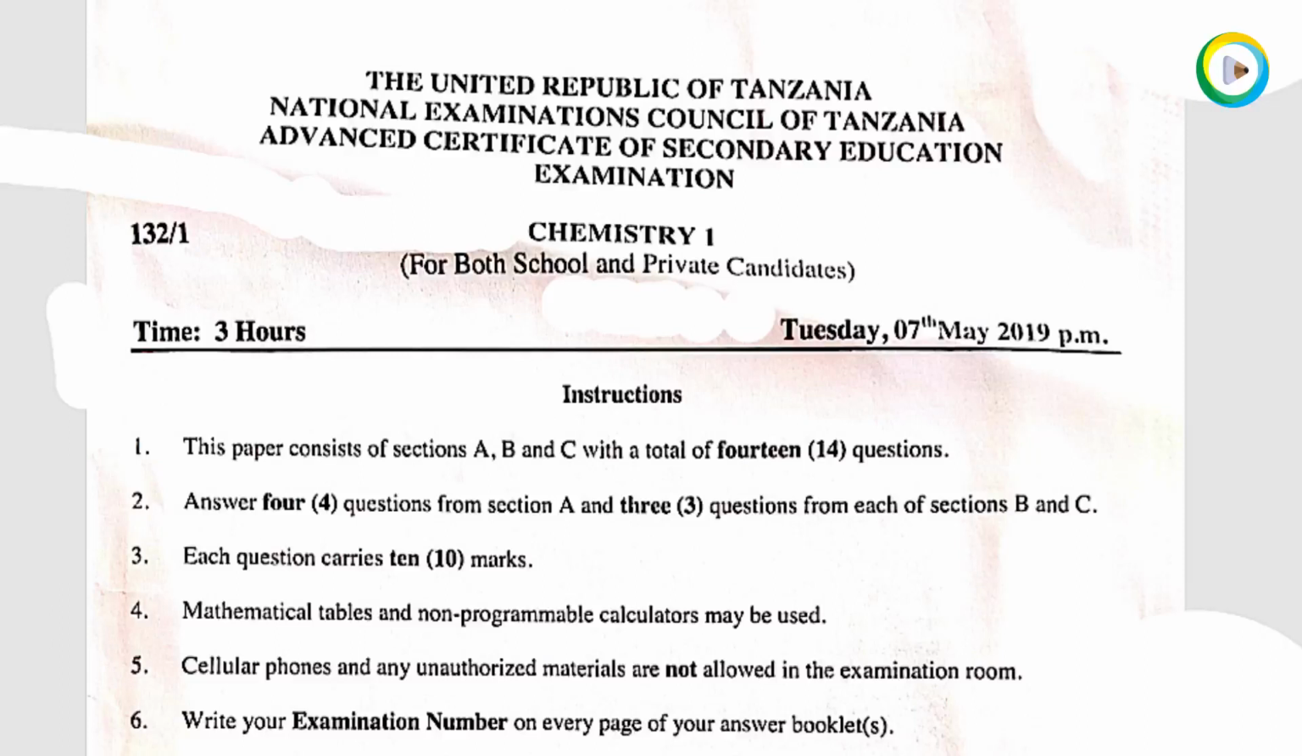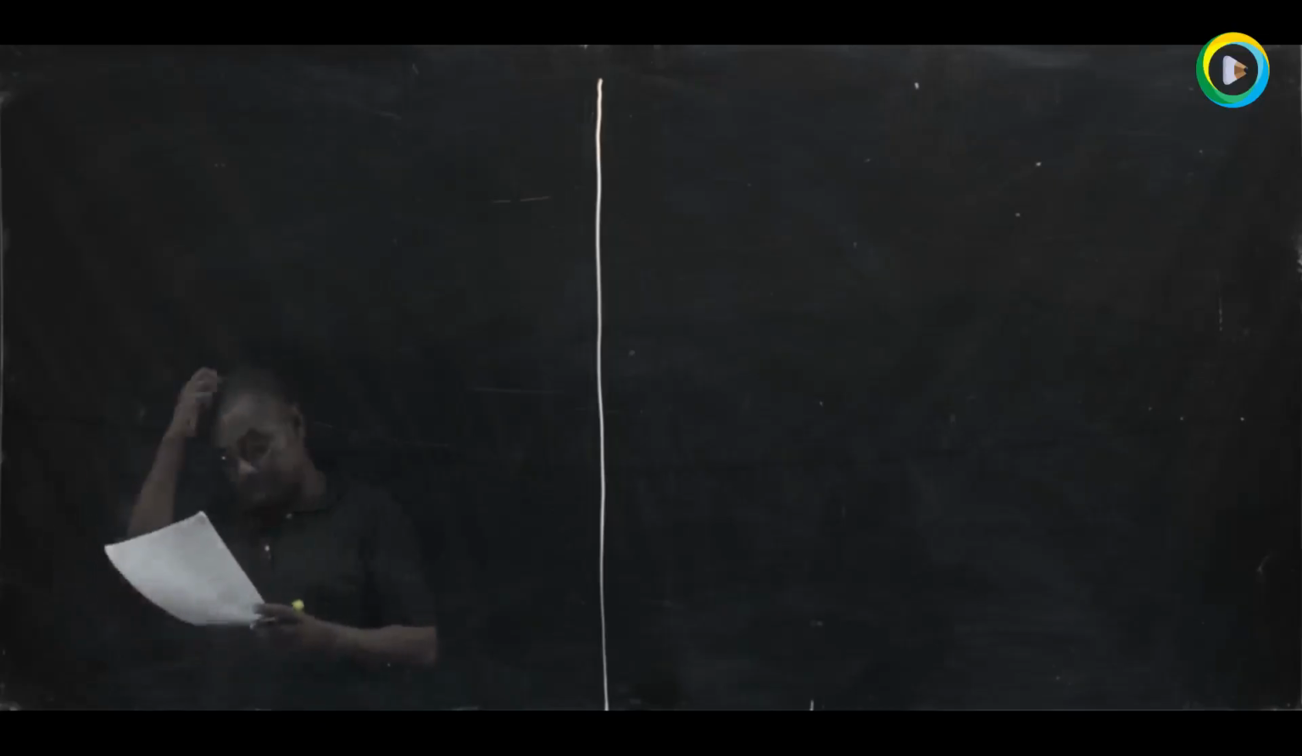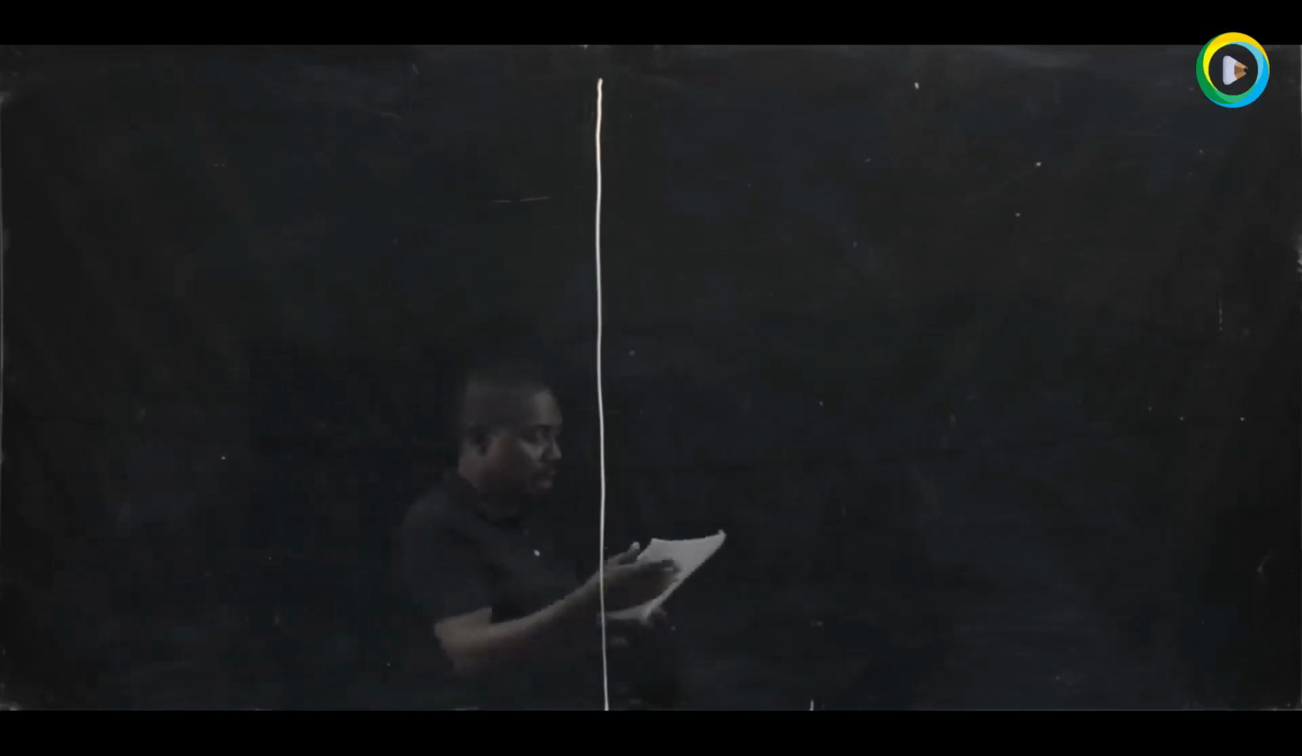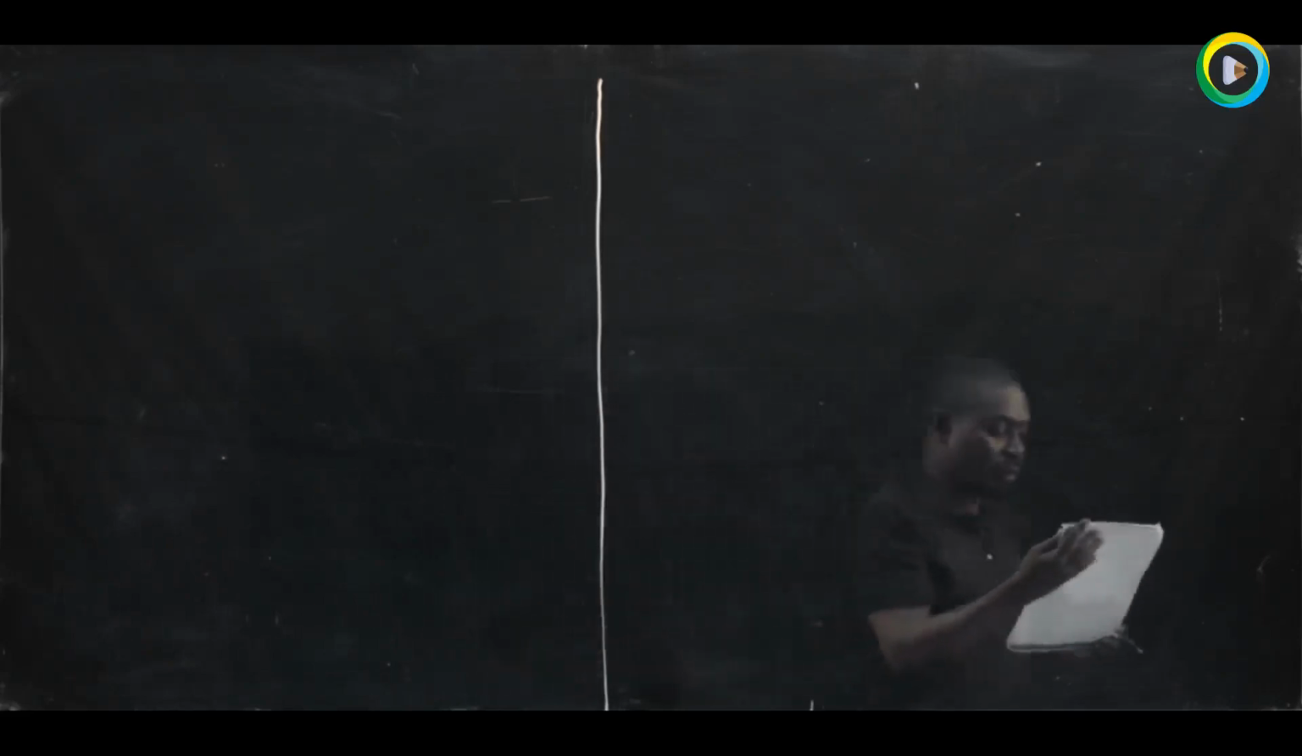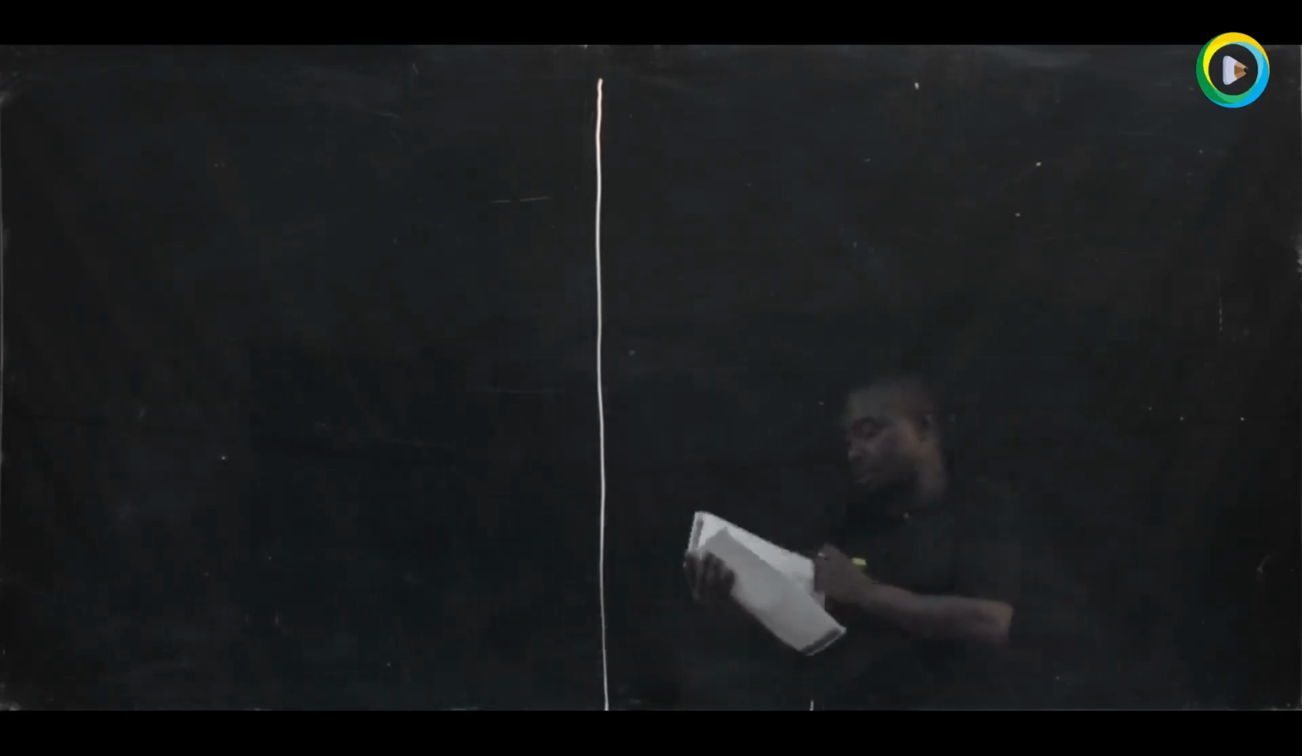This paper is Chemistry Paper 1 for Form 6 students, NECTA Form 6 Chemistry Paper 1, 2019. Ni chemistry paper 1 2019 kwa kidato cha 6.